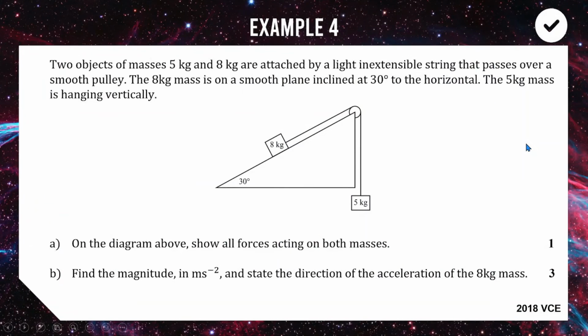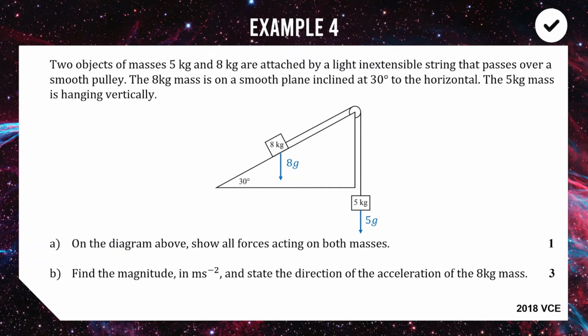This one is from another old Victorian HSC. Fairly challenging question. We've got a 5 kilogram and an 8 kilogram mass. The 8 kilogram mass is on a plane, a smooth plane, so no friction. They're connected by a string and the 5 kilogram weight is hanging down. The plane is a 30-degree incline.